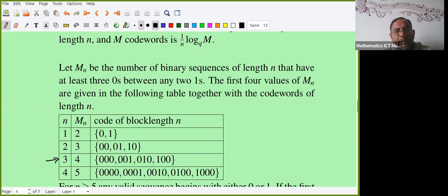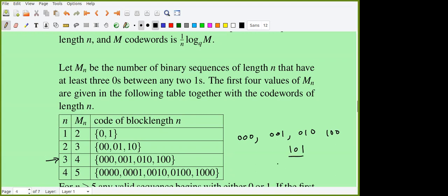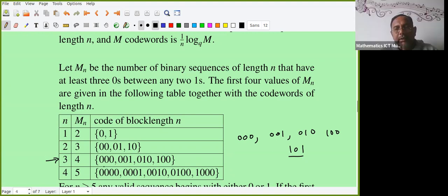Are you okay? See, 0, 0, 0 is allowed. 0, 0, 1 is allowed. 0, 1, 0 is allowed. 1, 0, 0 is allowed. Why is 1, 0, 1 not allowed? Because there is only 1 zero between two ones. So these are the only possible ones with n equal to 3. So the total of 4 are there. For n equal to 2, only these are there. 1, 1 is missing here.